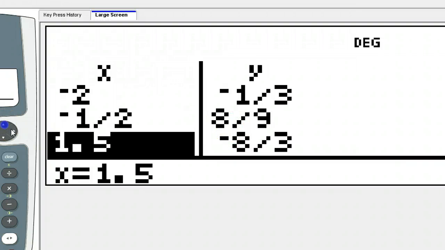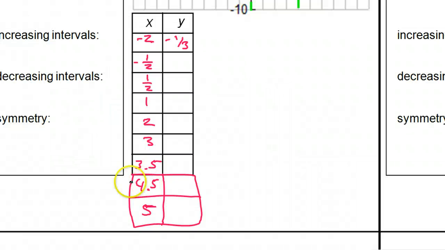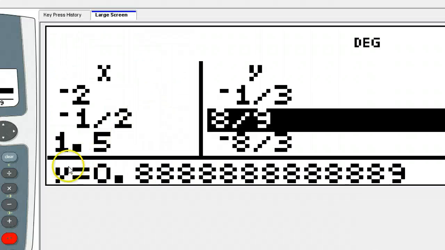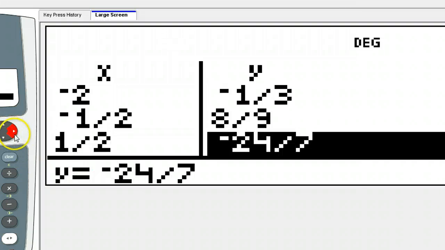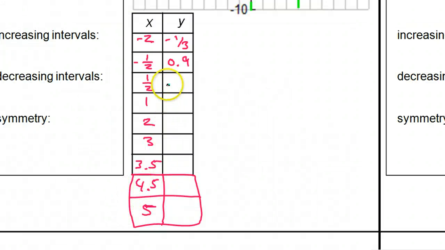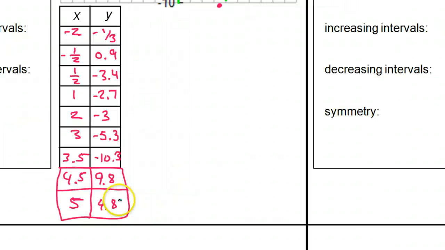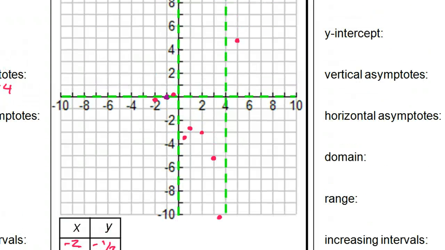So that's 8/9 converted to a decimal with a toggle key. That's 0.9. +1/2. 1/2. Okay, toggle it. That's -3.4. Alright, keep doing that till you get the rest of these values. I'll do the rest off camera. Alright, so these are the values that you get, and these are the points that you plot.